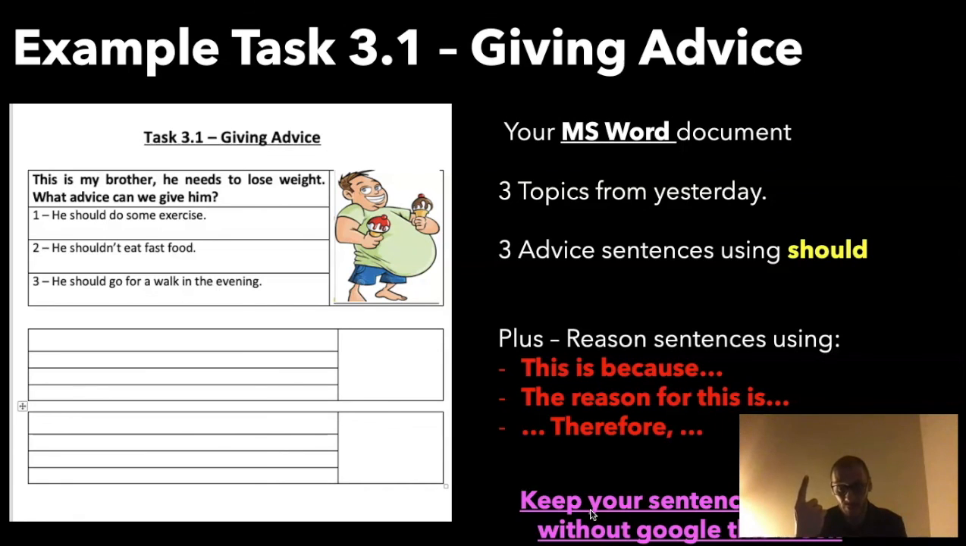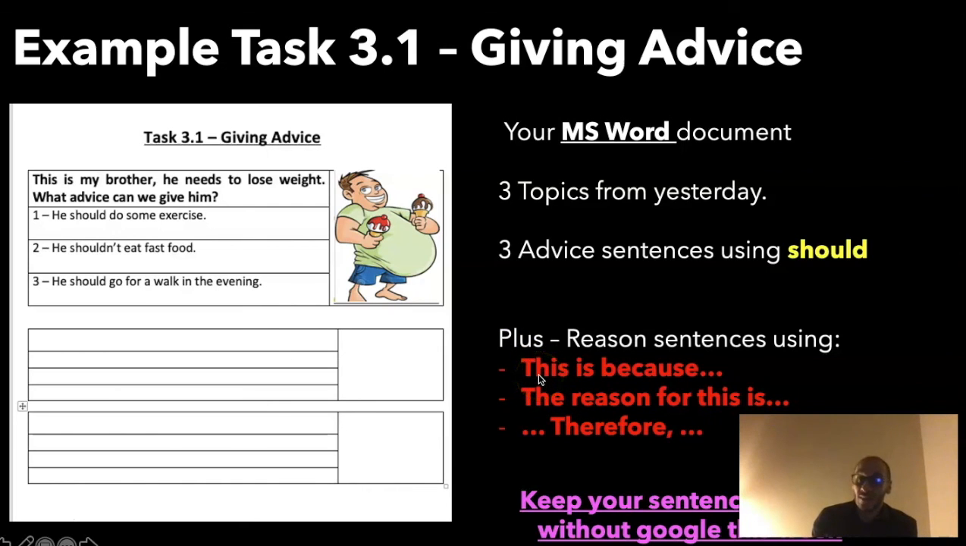One sentence with should, but then one sentence with a reason. He should do some exercise, and then the reason. He shouldn't eat fast food, plus reason. He should go for a walk, plus reason. Using all of these. Okay.